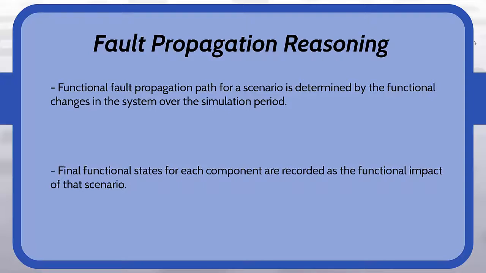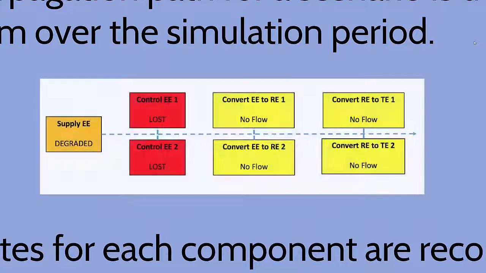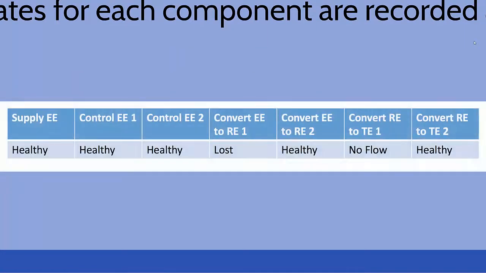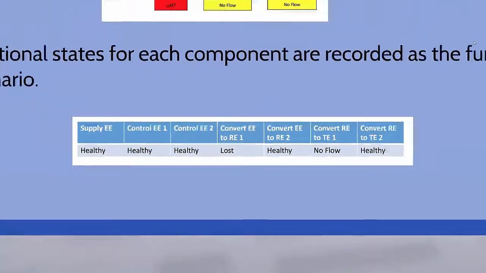The first filtering step applied to this data is to identify the fault propagation path and determine the final system state as a result of each failure scenario. For example, in one scenario, the supply function changes from healthy to degraded. A few steps later, the 2 control functions change status to lost. This in turn affects other functions in the system. This results in a graph of the fault propagation path. The final state of the system is also recorded, and that will be converted into a graph in the next set of operations.